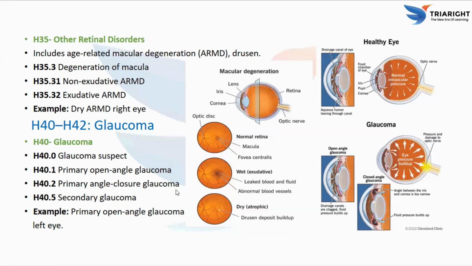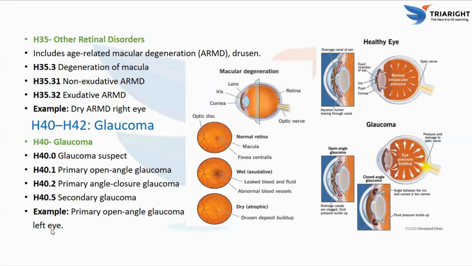Next is primary angle closure glaucoma. This is a less common type of glaucoma, but it is an emergency one. What is the mechanism? The angle between the iris and cornea becomes narrow, so the fluid can't flow out. The pressure rises suddenly, which leads to severe eye pain, headache, and also nausea. In the diagram, you can clearly see closed angle glaucoma. The iris is pushed forward, the angle becomes too narrow, and the fluid gets trapped. So this is about primary open angle and closure glaucoma.